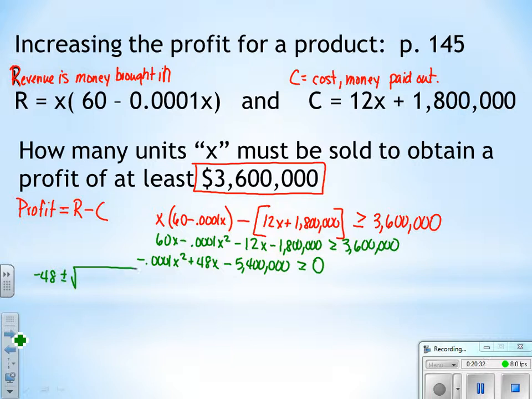plus or minus the square root of b squared. All right, well, 48 squared is 2304. We're going to fill that right in. Minus 4 times a times c, all over 2 times a. All right, so get your calculators going. Start simplifying.